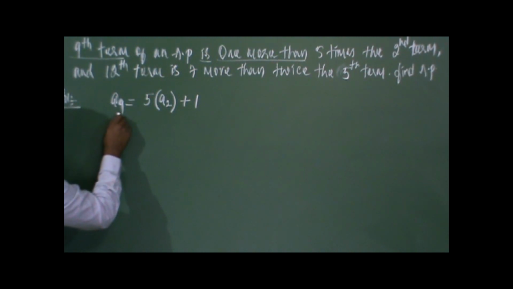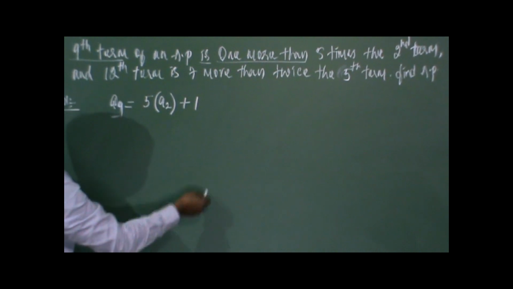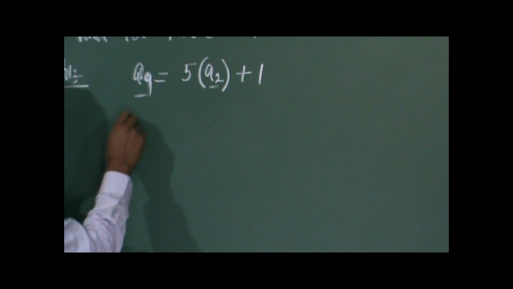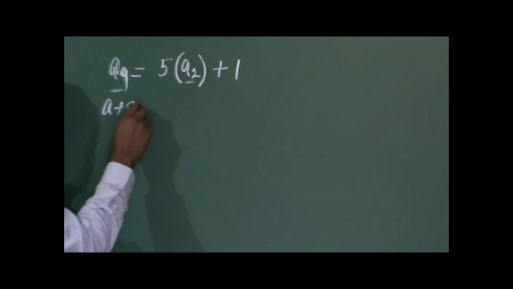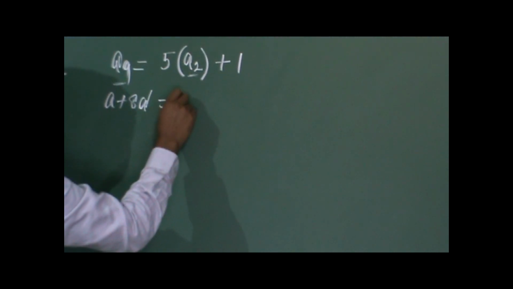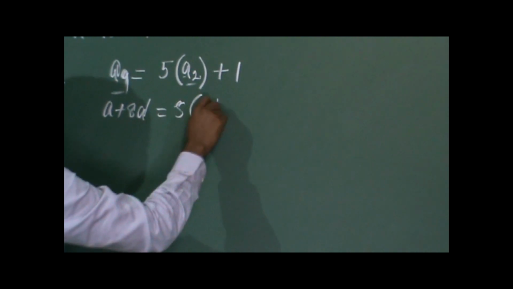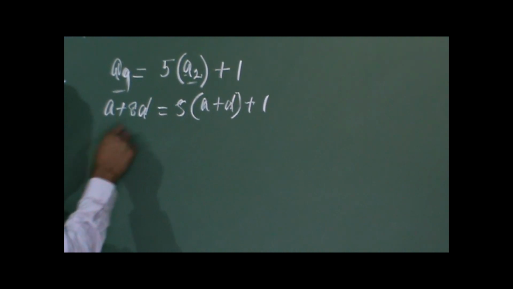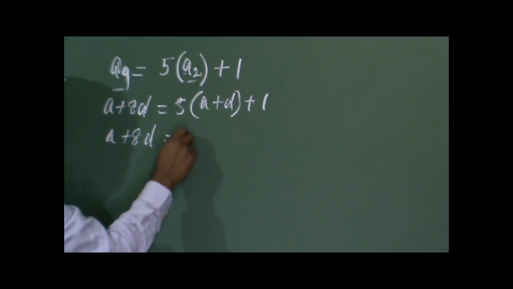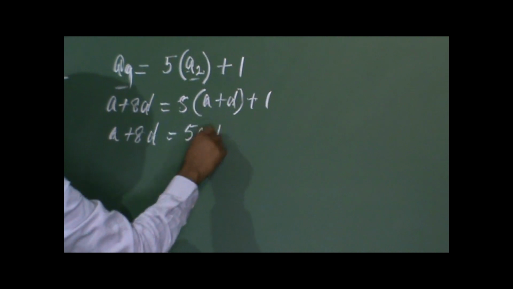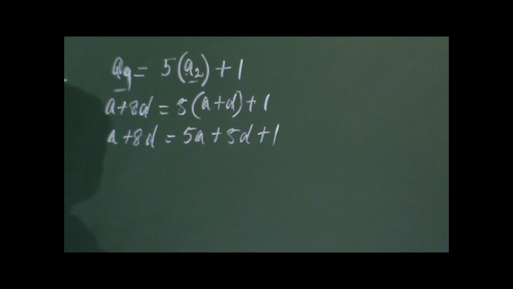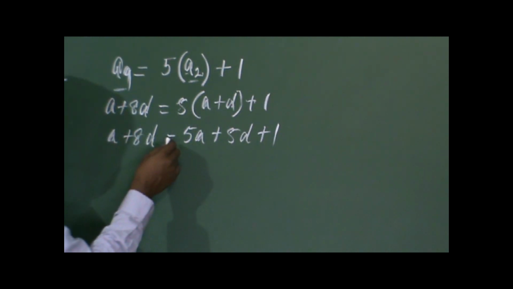So now we have the knowledge of converting A9 into its general form, A2 into its general form. Then we will see what happens. A9 can be written as A plus 8D is equal to 5 into A2, which can be written as A plus D, plus 1. So A plus 8D is equal to 5A plus 5D plus 1. Nothing gets added here, all are unlike algebraic terms.